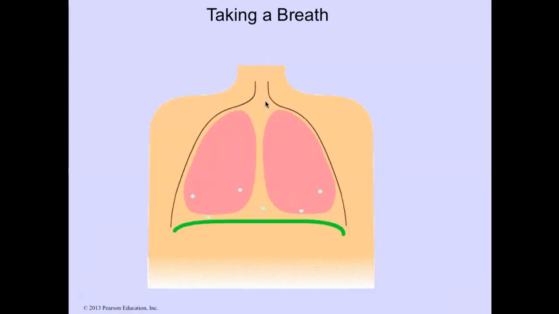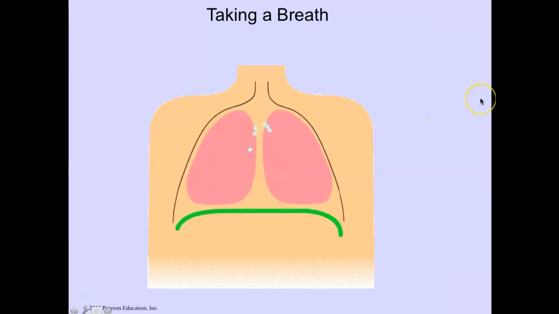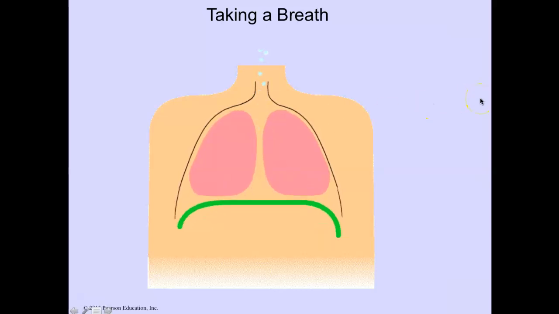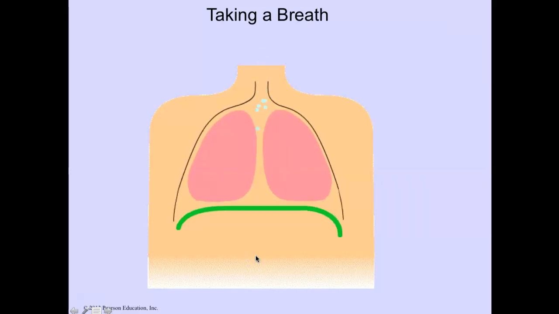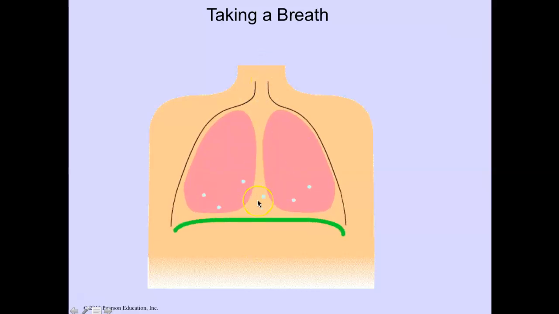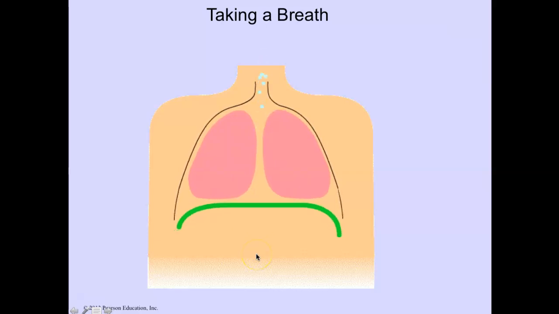So this is a nice GIF of what's happening here, right? As the diaphragm contracts and goes down, the thoracic cage gets bigger. And when it gets bigger, the pressure decreases and the air particles come in. It's kind of hard to talk about because it's fast.